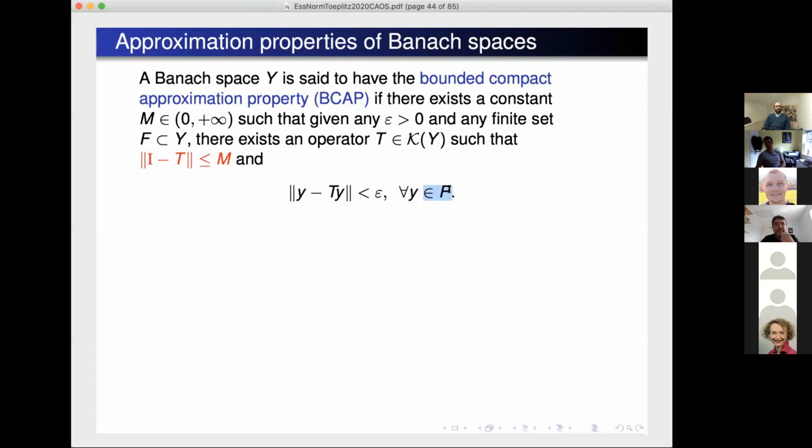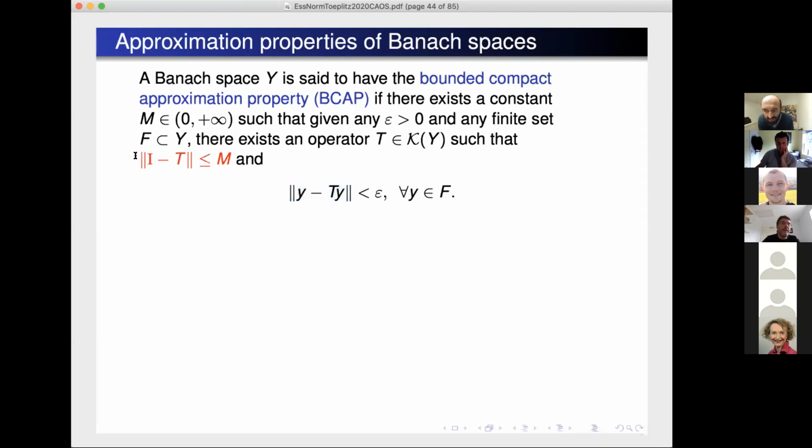So the approximation property tells you that you can have a uniform control. So that for any finite set F and any epsilon, you can satisfy this inequality by a compact operator, but in such a way that you have uniform control of the norm of your operator. So this M is a uniform constant. You start with, there exists such an M, then everything else happens. So this M characterizes the geometry of a space.